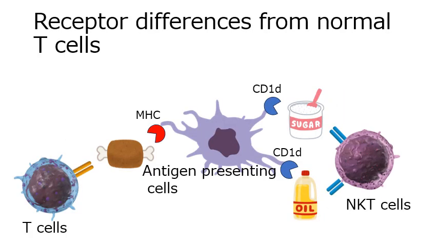Another feature is that the T cell receptor on NKT cells recognizes glycolipids presented on CD1D molecules as antigens, whereas normal T cell receptors recognize peptides presented on major histocompatibility antigen molecules as antigens.